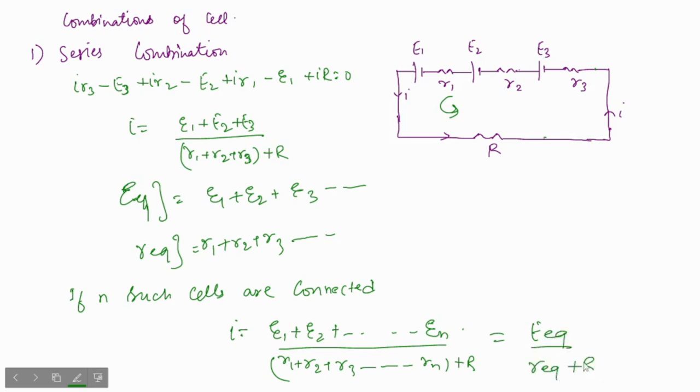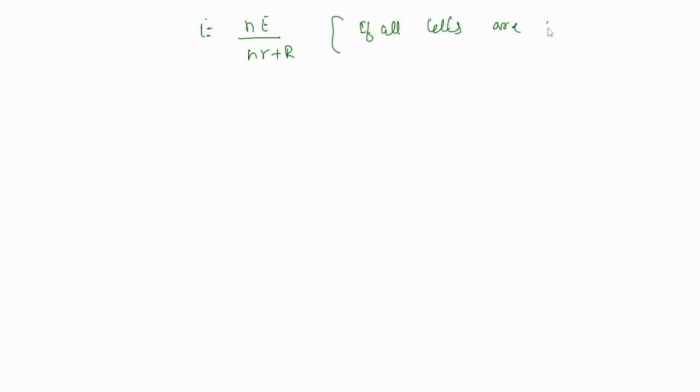And if all the n cells are identical, then E1 plus E2 and so on up to En will be n into E. Let's say their EMF is E, so I is E upon n into r plus R, if all cells are identical. This was your first case.